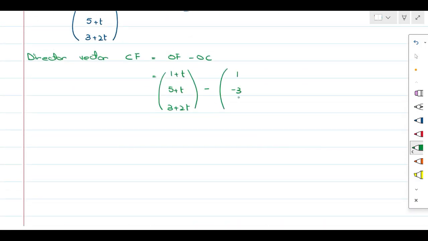1 minus 3, 1. That is 1 plus t, minus 1. Let me do it over here. 1 plus t, minus 1. 5 plus t, negative, negative, positive 3. And 3 plus 2t, and minus 1.